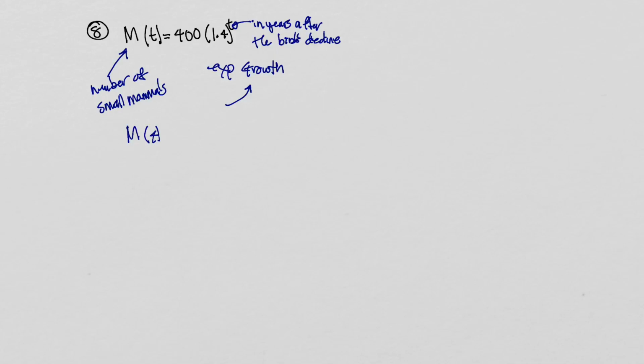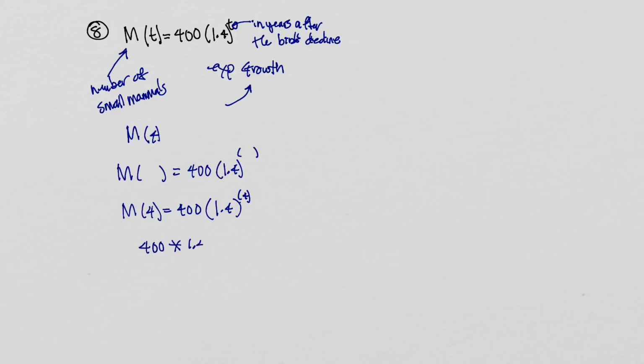So what we're going to do is put open parentheses everywhere where we see an X or a T in this case. We'll get 400 times 1.4 and then our variable, open parentheses. And now let's put in our 4. So we'll get M of 4 is equal to 400 times 1.4 raised to the 4. Now you need a calculator to do this. And on our calculator, we're going to type in 400 times 1.4 raised to the 4.